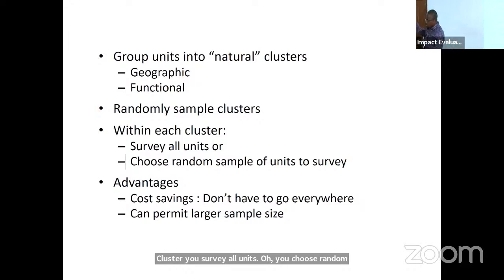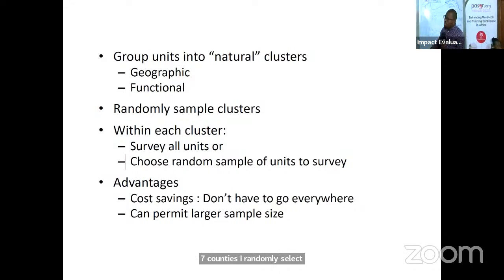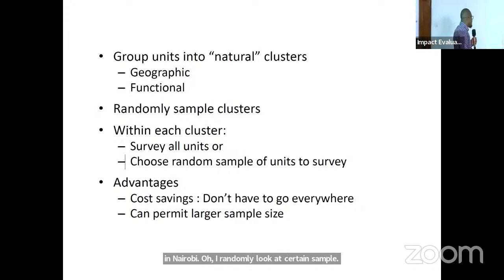So if there are 47 counties, I randomly select, and I get Nairobi. Within Nairobi, I either survey everyone in Nairobi, or I randomly select the sample I need from where? From Nairobi. Okay? Advantages: cost saving. You don't have to go everywhere, and it can permit larger samples because of the geographical demarcations that you can draw.